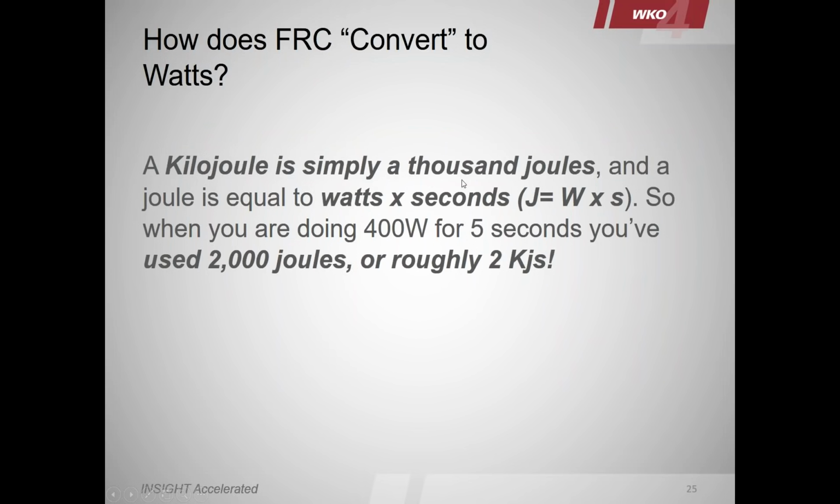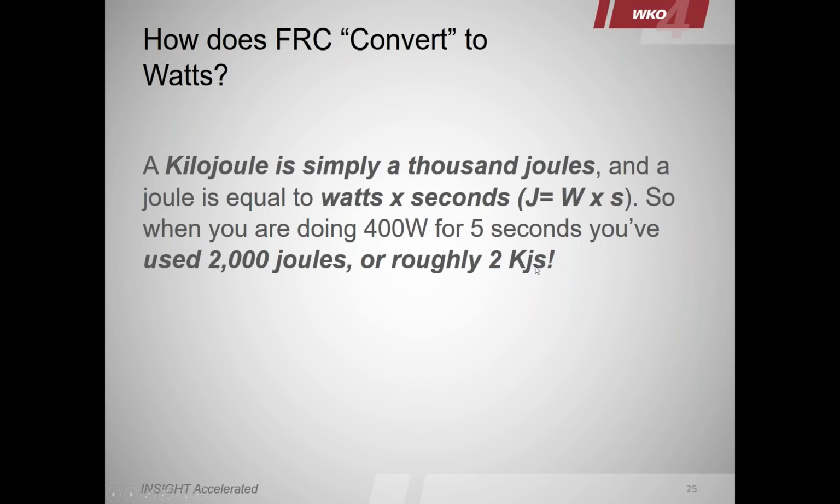FRC converts. A kilojoule is simply 1,000 joules, and a joule is equal to watts times seconds. So it's J equals W times S. So when you're doing 400 watts for 5 seconds, you've used 2,000 joules, or 2 kilojoules.